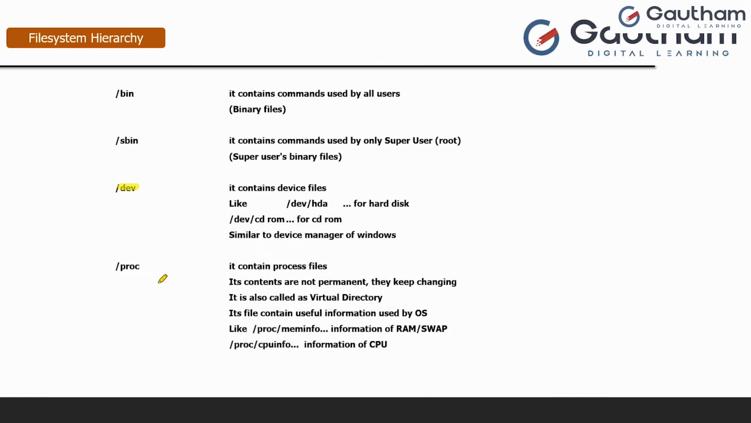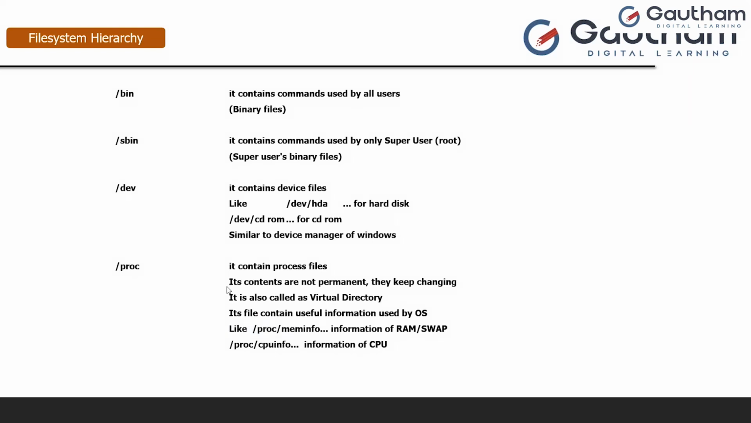Then you have slash proc. See, slash proc contains all the ongoing process files. Anything you do in the system is called a process. Even moving a cursor from one location to another is a process. And every process will have a process ID. It will consume some amount of RAM, some amount of CPU and all that. So all the ongoing activities, process information, CPU information, memory information, all those things will be stored in slash proc.